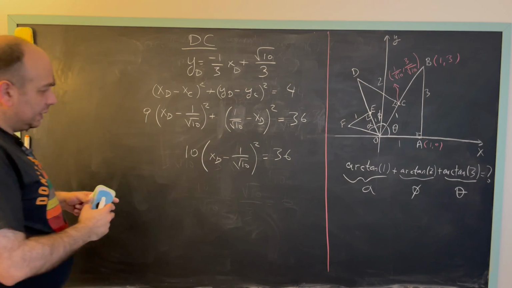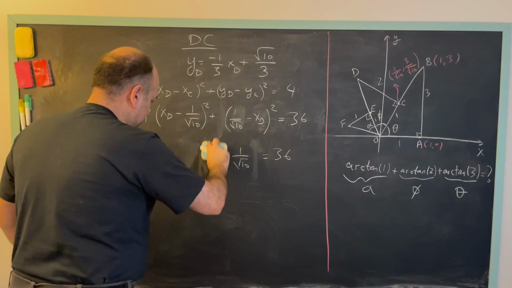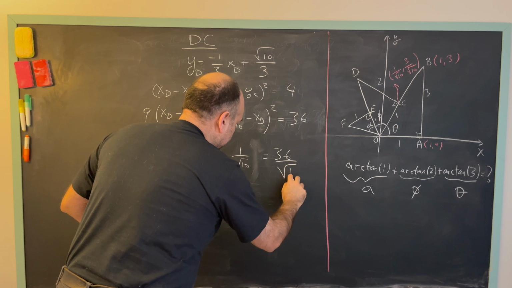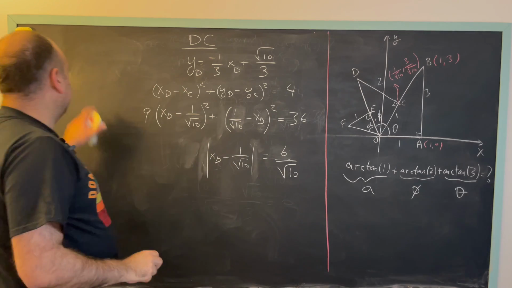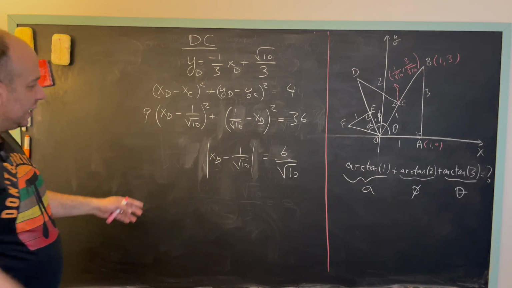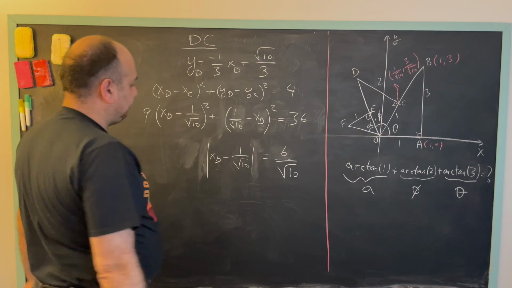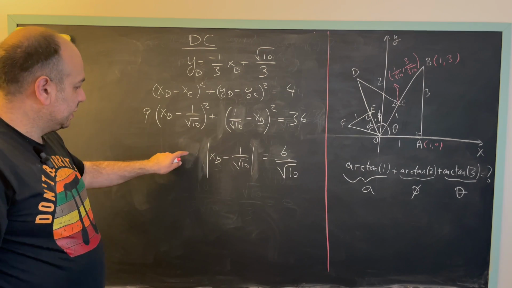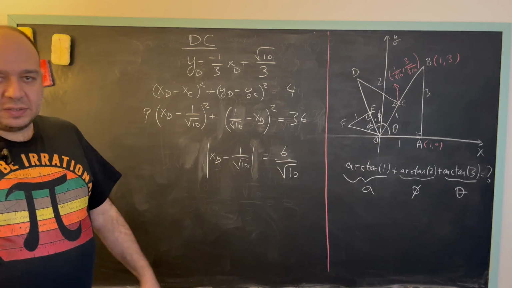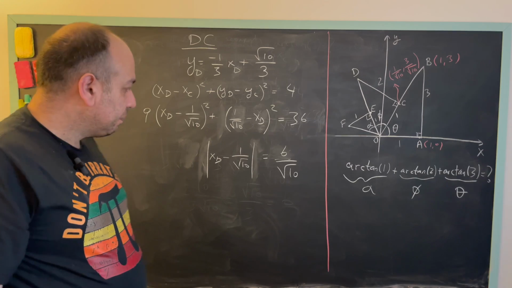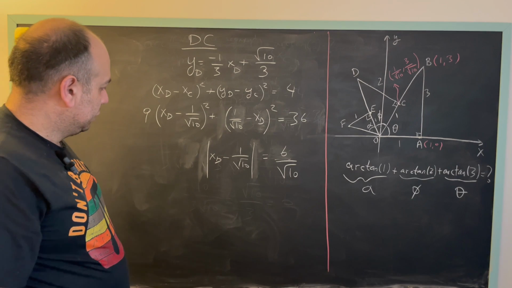So at this point I can take the square root of both sides. So this becomes √10, this becomes 6, right? And here I'll have the absolute value of that. Okay, so we had 10 times the square of this term equal to 36. So when I take the square root of both sides, I got √10 here, the absolute value of this term, and 6 here. And then I divided everything by √10. Okay, at this point, I will have two roots, right?